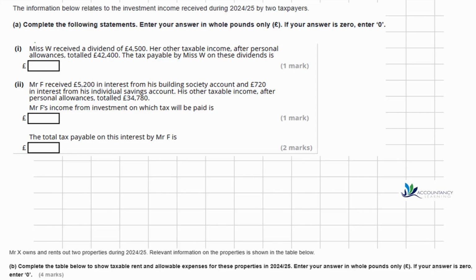So in part 1, Miss W receives a dividend of 4,500. Her other taxable income after personal allowances totalled 42,400. The tax payable by Miss W on these dividends is... Okay, so we've got this dividend income of 4,500 and we need to identify whether there's any allowance for this. So let's have a look at the tax tables to see this.